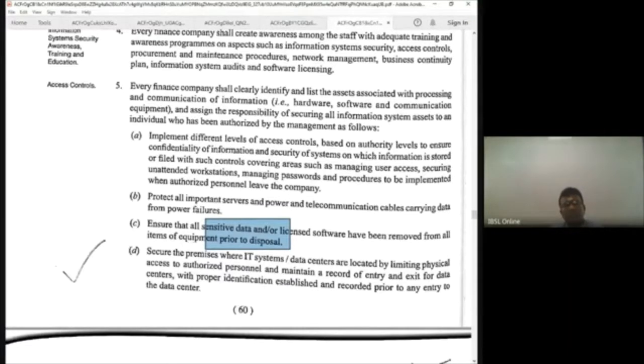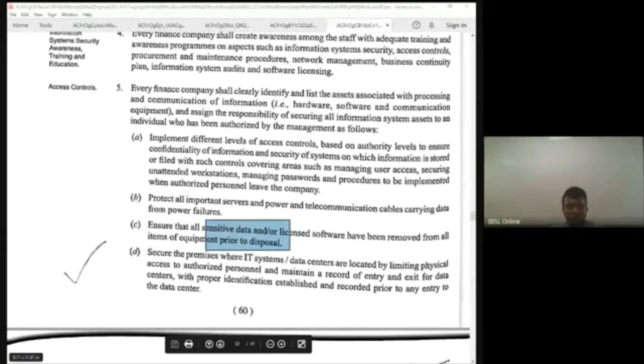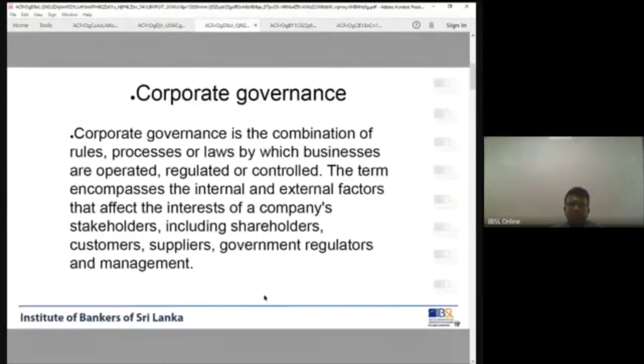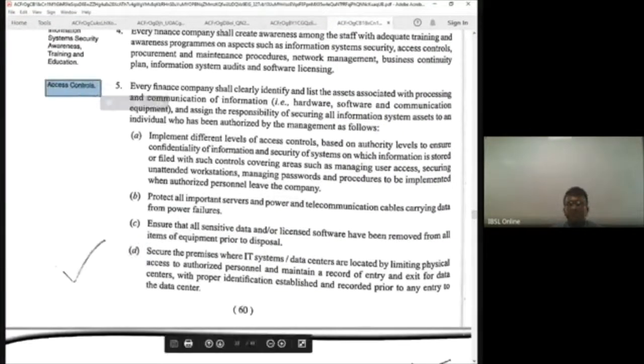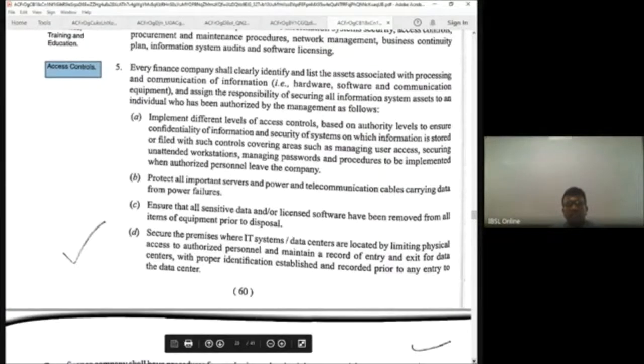Okay, next. Secure the premises where IT system data centers are located by limiting physical access to authorized personnel, and maintain a record of entry and exit for data centers, with proper identification established and recorded prior to any entry. Yeah. If you enter our IT floor, you must have the card access. Unauthorized access will not take place. And physical access, time, duration, to whom you have met, everything is recorded. Right? So that is taking place in IT. So that is written in black and white, access controls. All we have to do is follow these access controls.